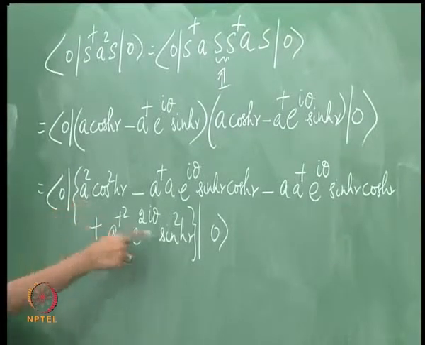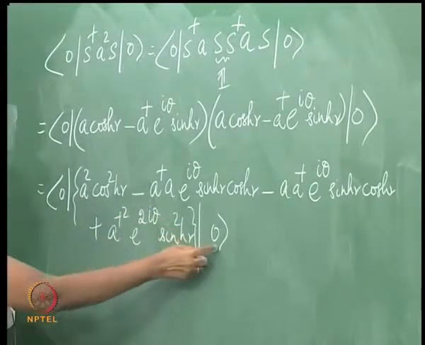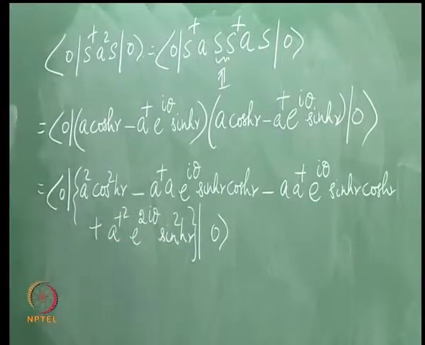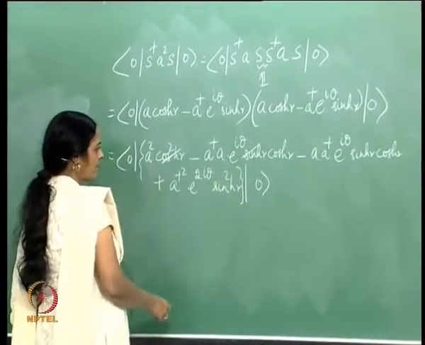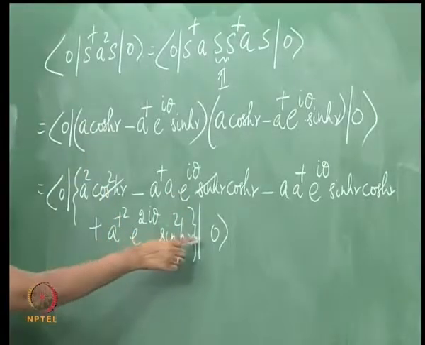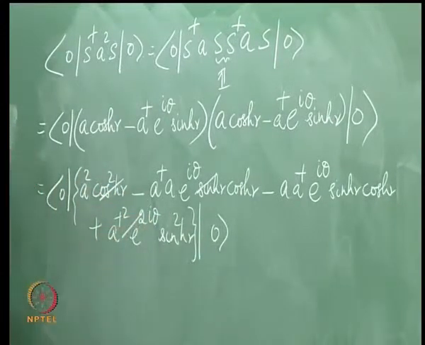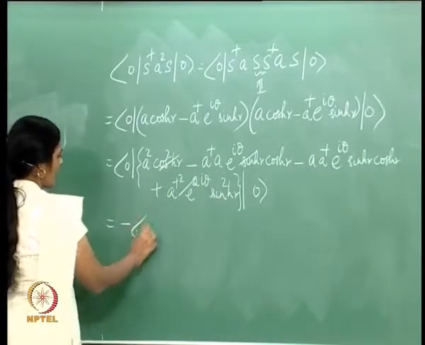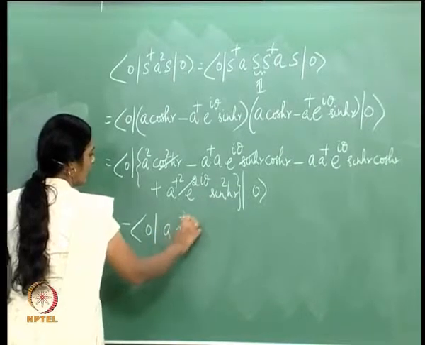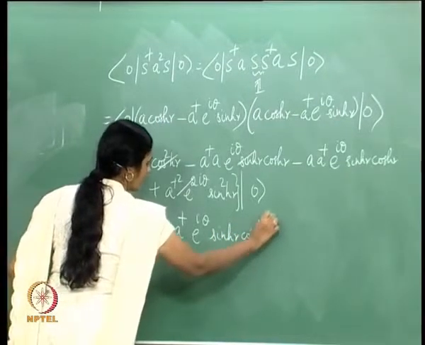It is evident that the first term does not contribute because A squared on ket 0 is 0. Now, A dagger A on ket 0 is also 0 because ket 0 is an eigenstate of A dagger A with eigenvalue 0. So, these terms do not contribute. A dagger squared acting on ket 0 gets me ket 2, and by the orthonormality property that ket 0 is orthogonal to ket 2, this will not contribute. And then I have minus A A dagger left. So, this is the same as minus bra 0, A A dagger e to the i theta sin hr cos hr, ket 0.